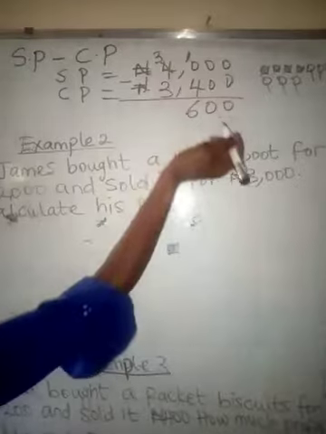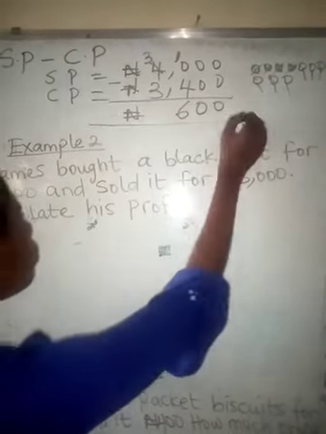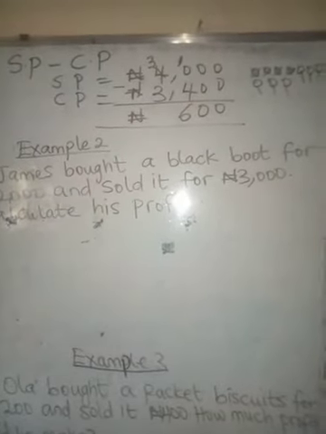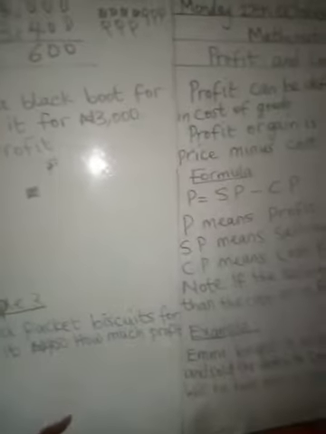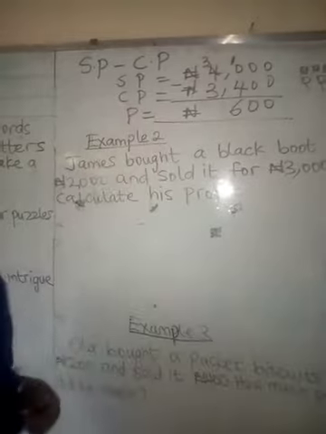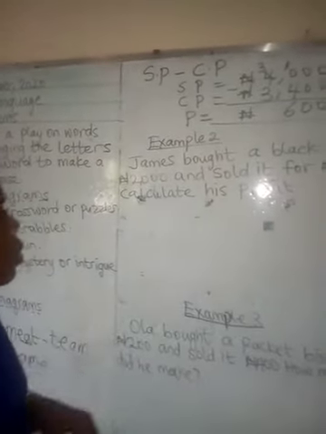3 take away 3 is 0, so we don't need to write it. Just bring down our naira sign. So the profit made here is 600 naira. That's to say there is a gain. He sold for more than what he bought. So this is our profit. Hope we followed. Okay, now let's look at example 2.